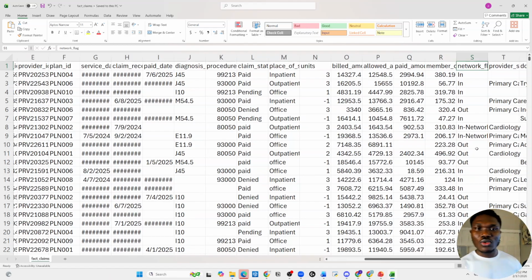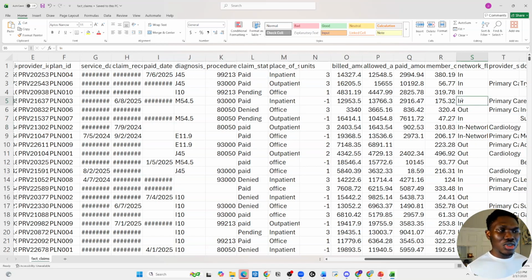So if they are in network or out of network. One of the things you also need to know is that there are inconsistencies. So this is in network, and this is in data analysis. "In" and "in network" are not the same thing, even though we can assume they should be the same. So we'll need to clean this data for it to be uniform.